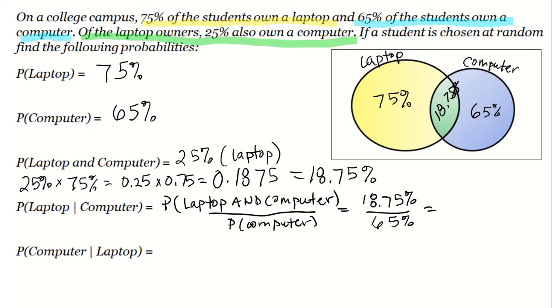I'm going to change those to decimals so I can do the math. And that is going to give me 0.2885. So that means I have a 28.85% probability that if a student owns a computer, then they'll also have a 28.85% chance of owning a laptop.